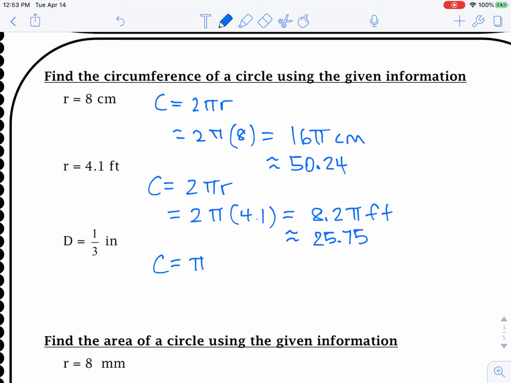Given the diameter, it's just pi times the diameter, or capital D. This would be 1/3 pi inches, or approximately 1.05.